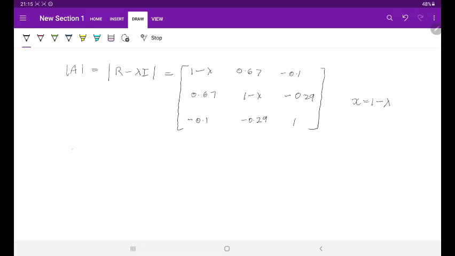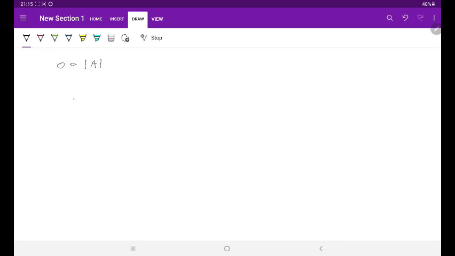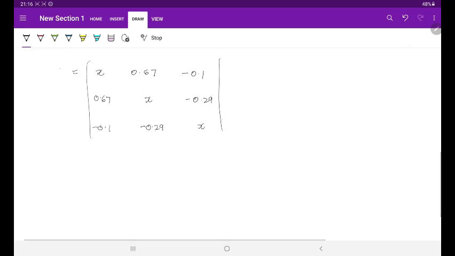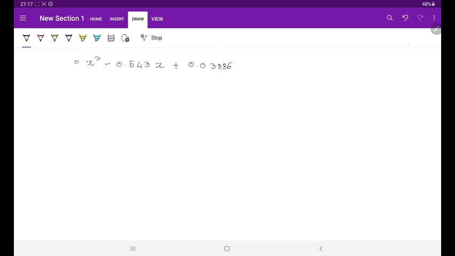So 0 equal to determinant of A, which would be equal to x cube minus 0.543 x plus 0.03886. Now we need to find the root of this equation.